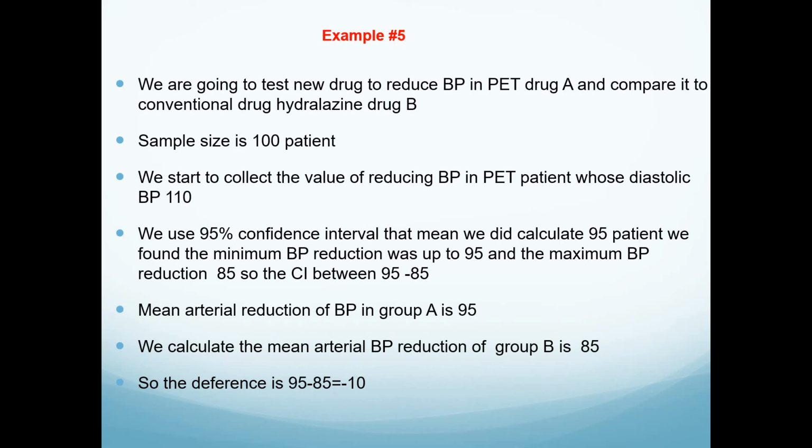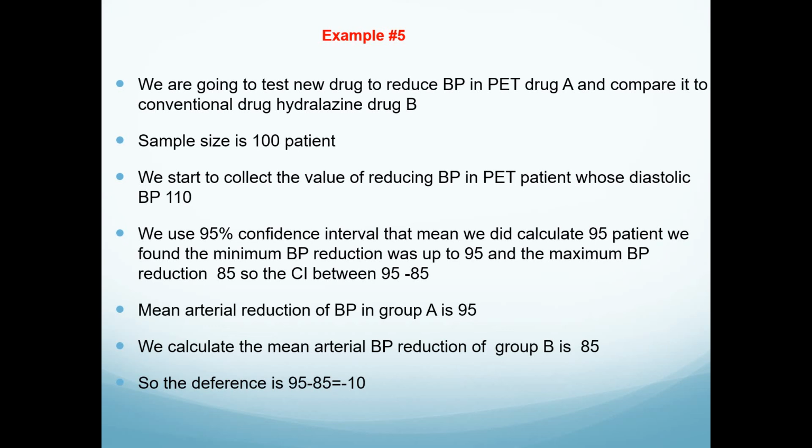We start to collect the blood pressure readings in the BET patients whose diastolic blood pressure is more than 110. In this example, we are going to test a new drug, and this drug is claimed to be as effective as hydralazine or superior to hydralazine in controlling the blood pressure. We collect the values of blood pressure reduction in these patients, and we use the 95% confidence interval.